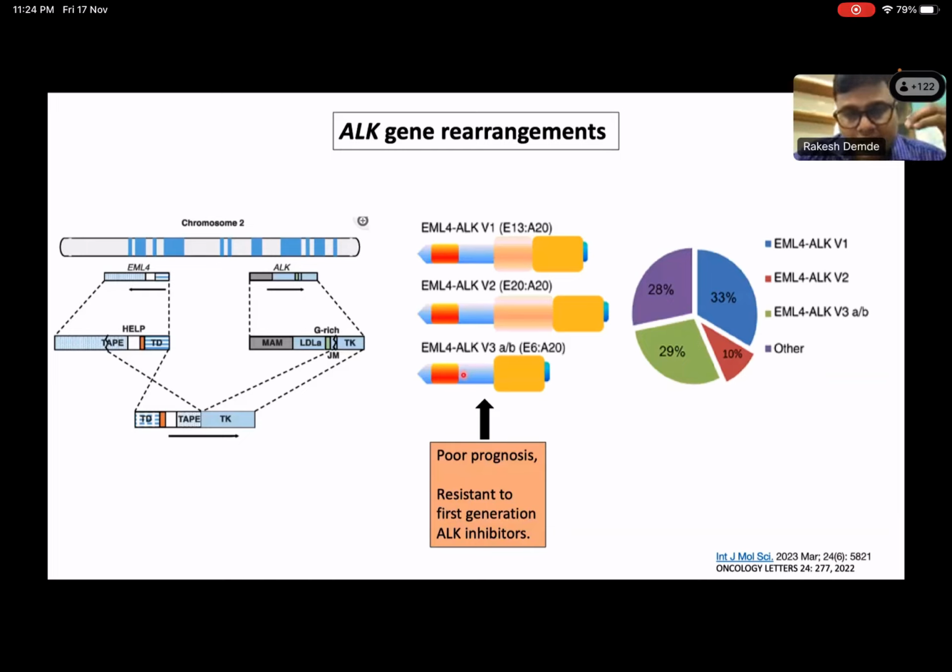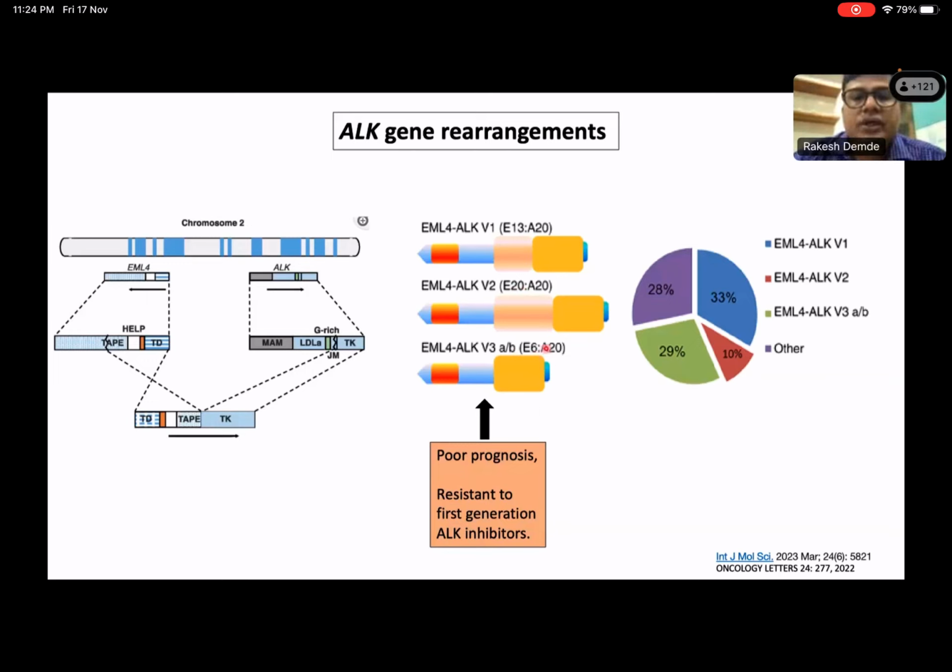Now there is a sub-classification of these fusions: V1, V2, V3, and further downstream classifications. But we have to be very specific about these three sub-classifications of EML4-ALK. In V1, exon 13 of EML4 breaks and fuses with exon 20 of ALK. Similarly, in V2, exon 20 of EML4 and exon 20 of ALK get fused. In the V3 variant, you have exon 6 of EML4 and exon 20 of ALK.